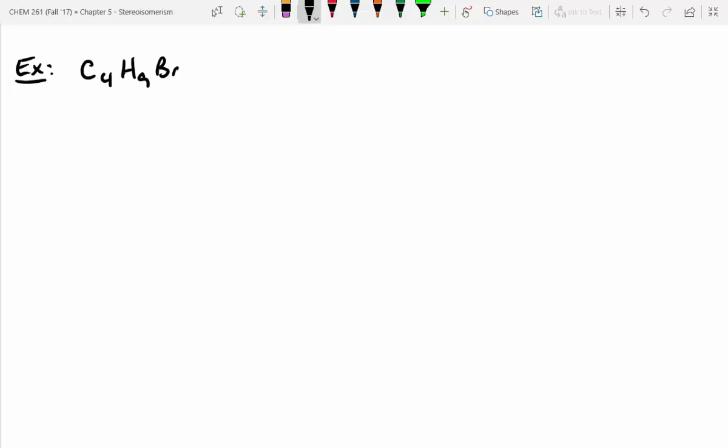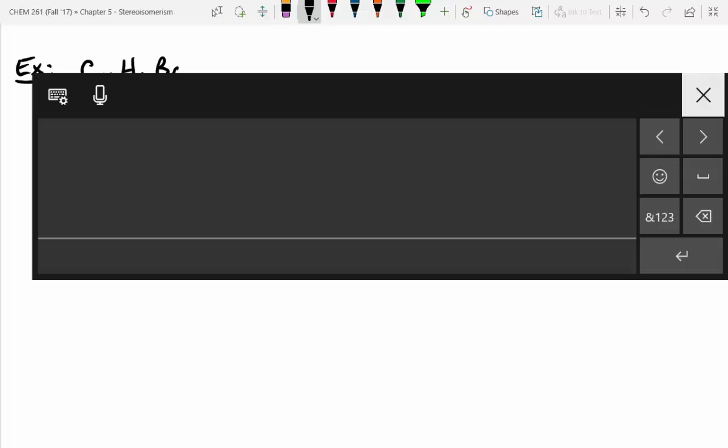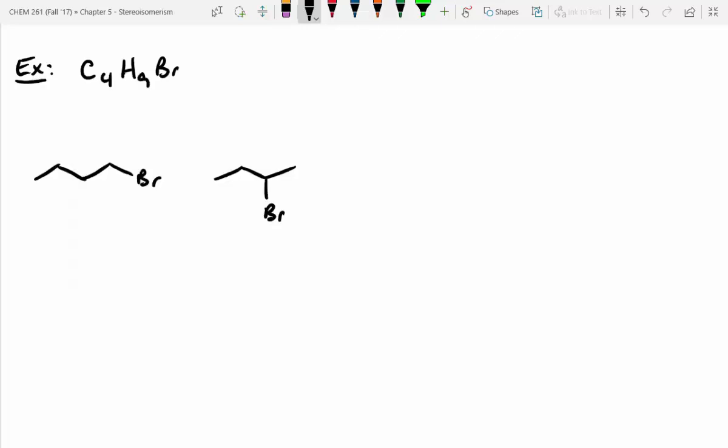I'll start with the easy one. So we'll do a 4-carbon chain. So 4 carbons, and I'll just put a bromine off the end, right? Pretty easy. All right, next one, I'm going to put bromine 1 carbon over. So right there. Are there different ways to draw that, though? Yeah, one a wedge, one a dash, right?